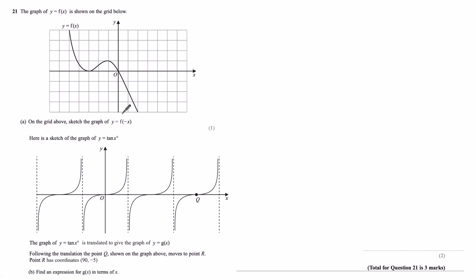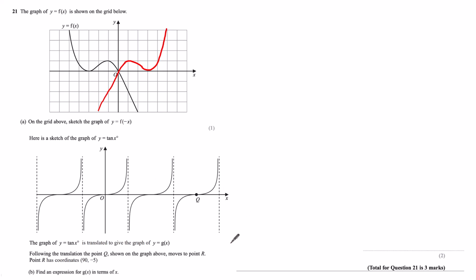So if we look at some key coordinates, this point here at (2, -5) can move to (-2, -5). This point here, (-1, 1) is going to be (1, 1). (-3, 0) becomes (3, 0). So put in those key points and then join them with the line to get something that looks like the following. And then here is a sketch of the graph of y equals tan of x.